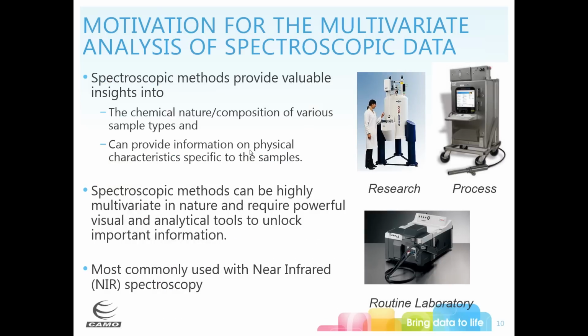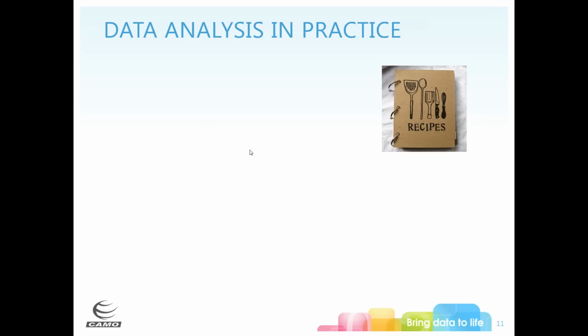Spectroscopic methods are very good for chemical nature and composition of different sample types, and it can provide physical and chemical characteristics of the samples at the same time. They're often highly multivariate and require these chemometrics to pull out the information that you really want.